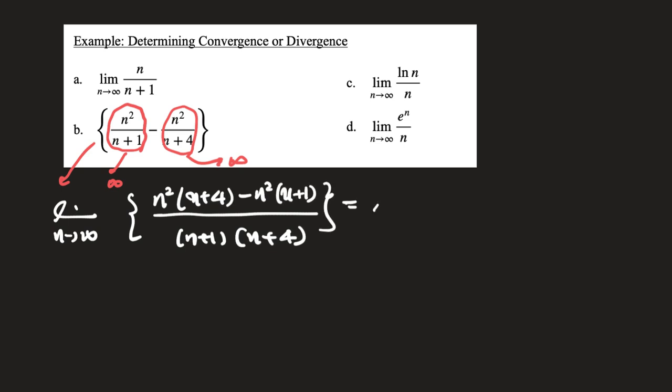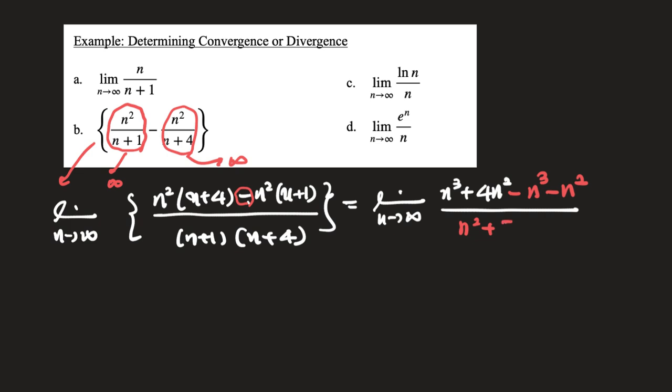Okay, so then let's simplify. n squared times n cubed plus 4n squared. Be very careful here: it is negative, negative. So negative n cubed minus n squared. So the bottom is n squared plus 5n plus 4. That's simplified. Then let's see this limit. This one cancels out. So the limit is going to be 4n squared minus n squared, 3n squared, over n squared plus 5n plus 4.